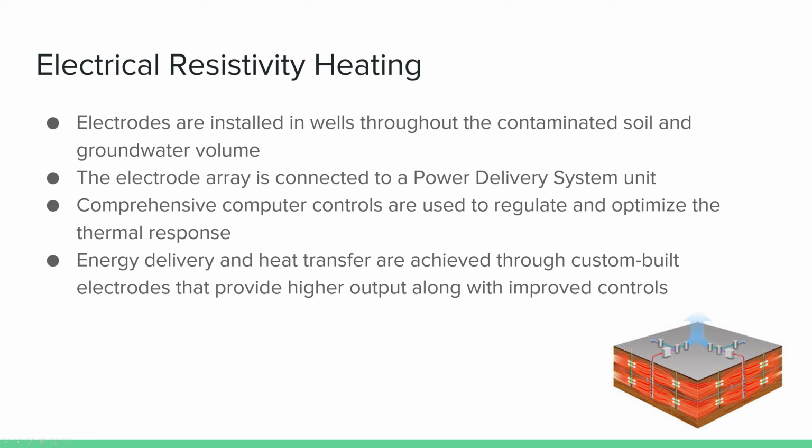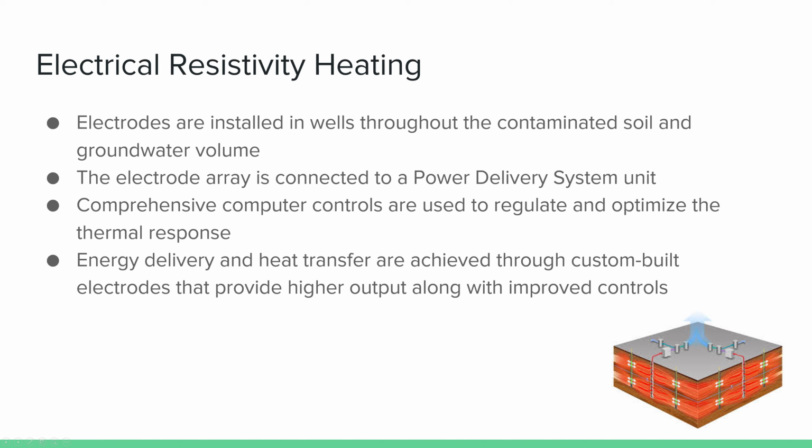ERH uses electric current that is passed through the soil, and the resistance it encounters causes both the soil and fluids to heat up. The current then flows from one electrode to another, primarily through the soil water. Once the water boils off, electrical conductivity becomes negligible and heating ceases. Thus, water is added at each electrode to keep them from drying out.